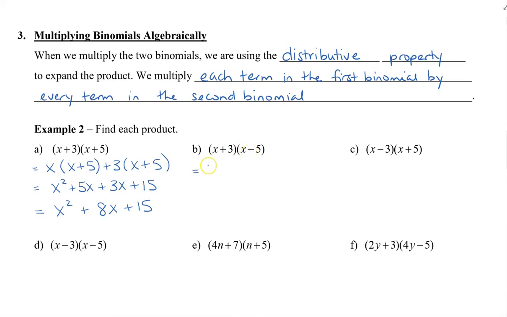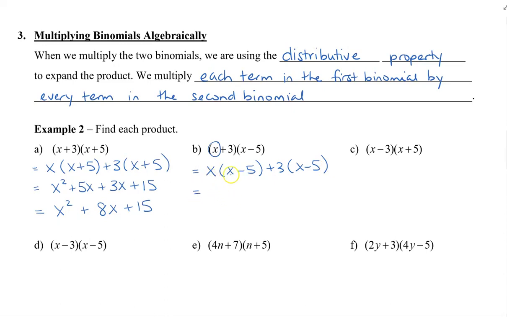All right, let's do another one where we have a negative sign so you can see the difference. So again, we're going to take the first term in the first binomial, it's x, times it by the second binomial, so x minus 5. And then we're going to do the same thing with the 3. So plus 3, and then multiply it by the second binomial.